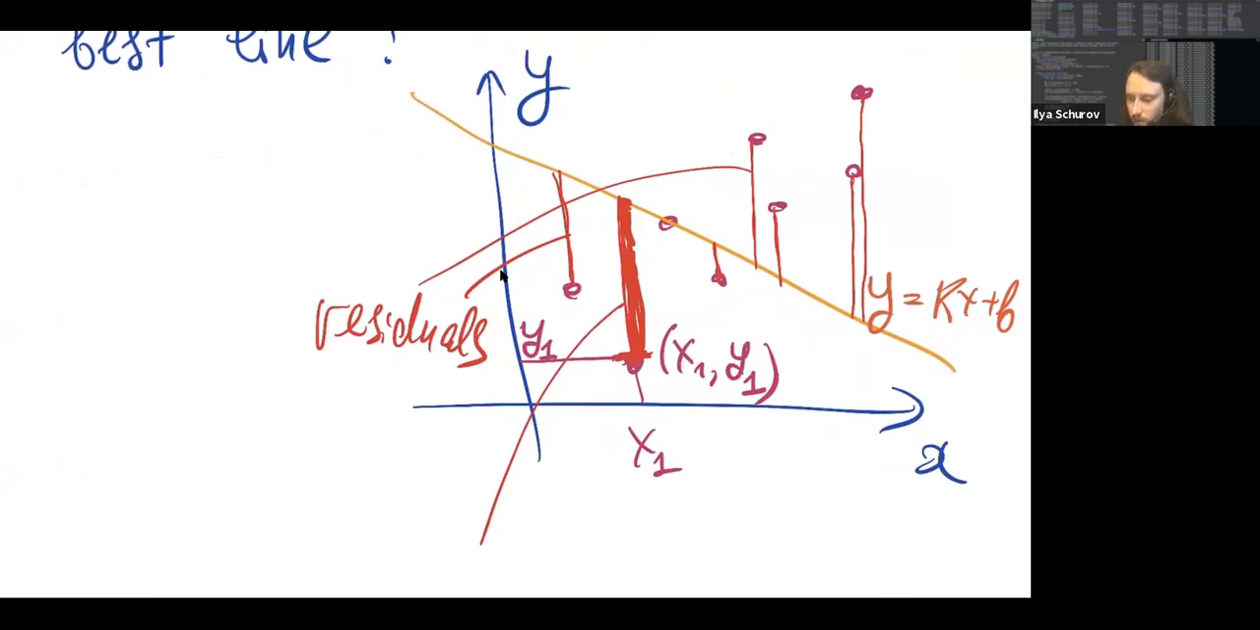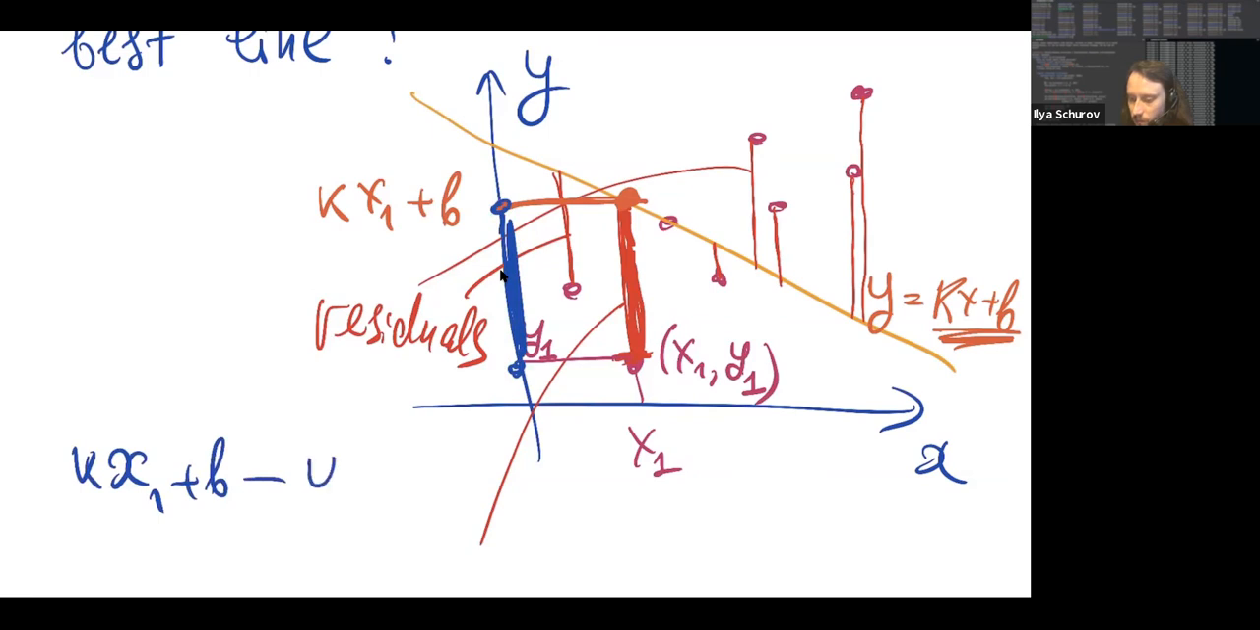First of all, I have to find the y value of this point, and this value is given by my formula. So I just have to put x1 into this formula, and I have k x1 plus b. And then I have to find the difference between two values, this value and this value. So this difference is given by kx1 plus b minus y1.